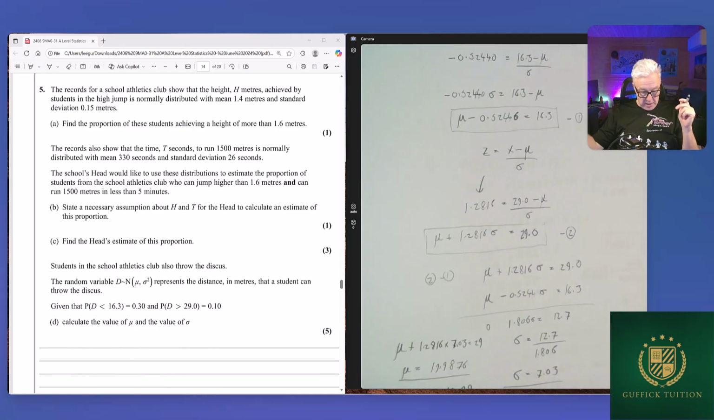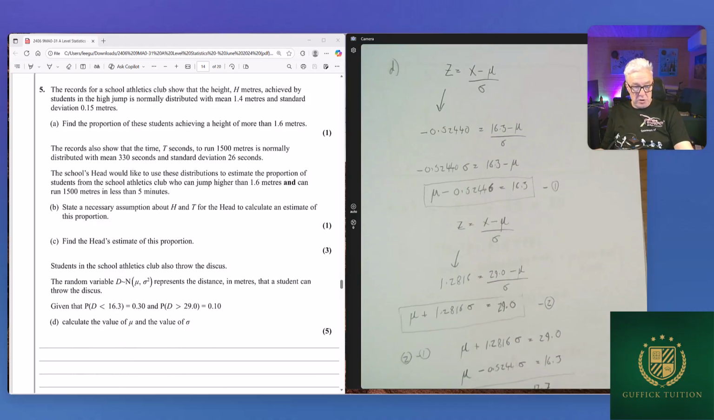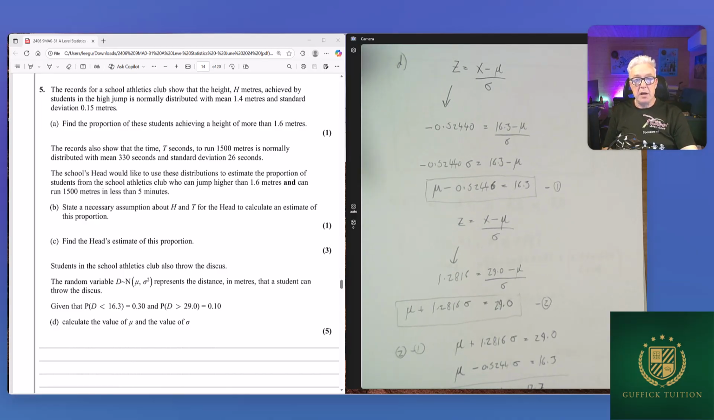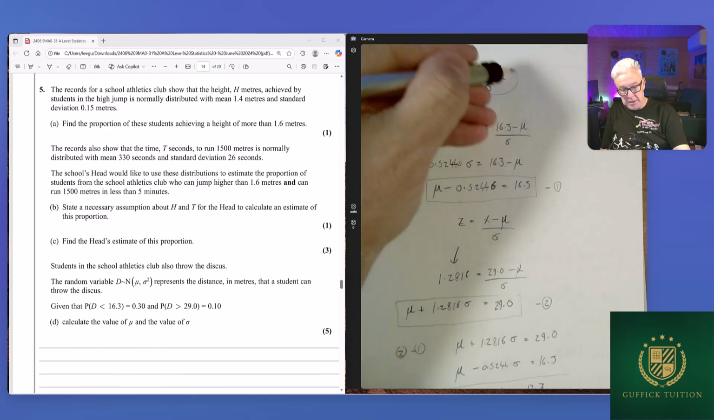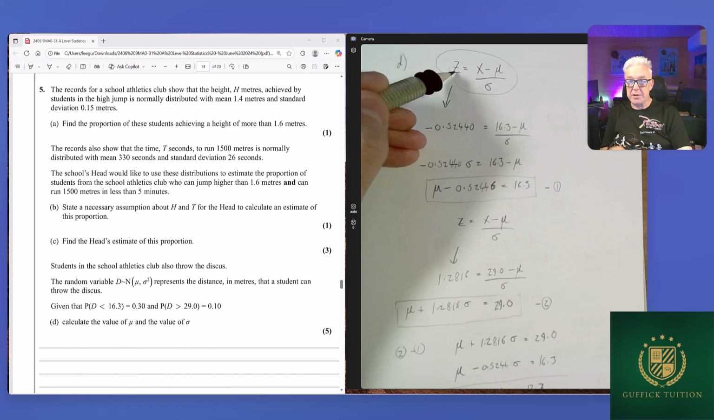Now, what's next? Part D. Students in the school's athletics club also throw the discus. The random variable discus is normally distributed with mu and sigma squared, and represents the distance in meters that a student can throw the discus. We're given two pieces of information there, and we're asked to calculate the value of mu and the value of sigma. Now the way that we're going to do that is we basically need to generate a pair of simultaneous equations. And we need to use this coding z is equal to x minus mu over sigma, where z is our standardized normal distribution.